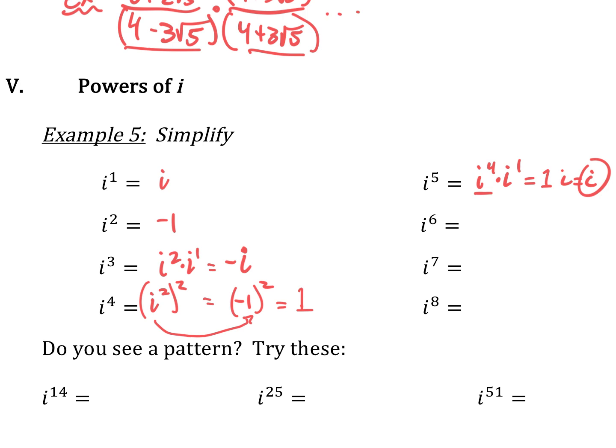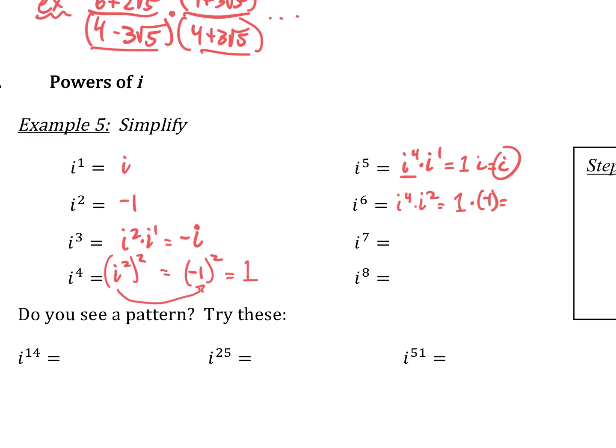i to the sixth, well, that's like i to the fourth times i squared. And that's like 1 times i squared, which is negative 1. And so that gives us negative 1. Are you seeing a pattern?